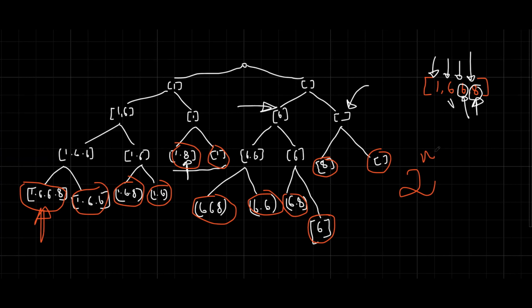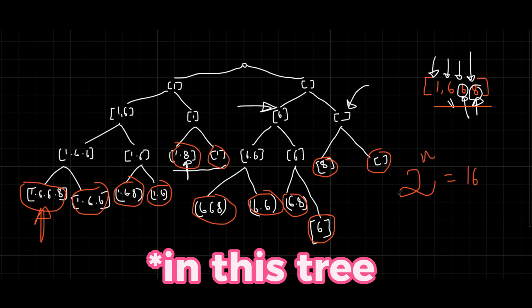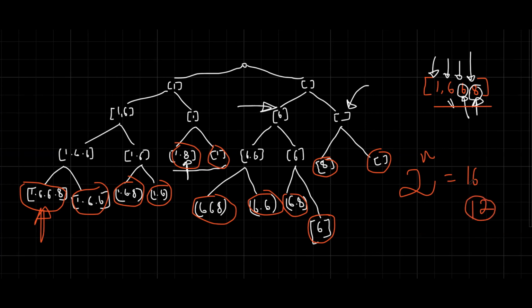But here we can see that there are 4 elements present in the array. So 2 to the power 4 is equal to 16. But there are only 12 leaf nodes. This is because we are eliminating the repetitive subsets. That's why the leaf nodes become 12 instead of 16. Anyways, I hope you understood the problem and the algorithm. Now let's move on to the discussion of this code.